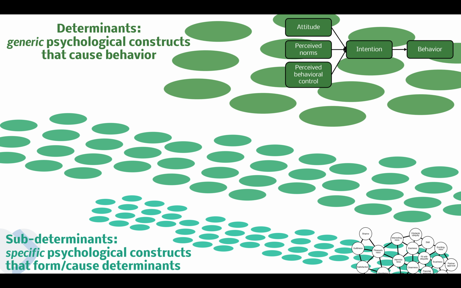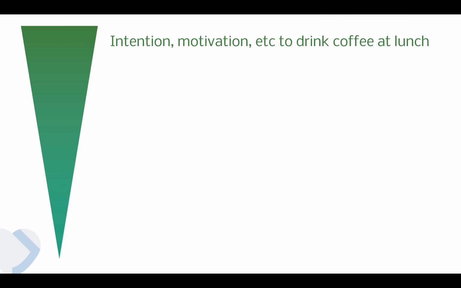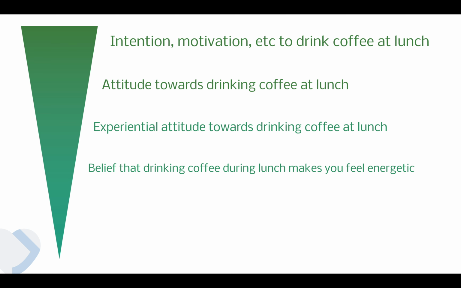So the specific bits are the little balls, little circles, and the generic things are the determinants as you find them in psychological theories. So for example, you can have somebody's intention to drink coffee at lunch, and then you can make it more and more specific. You can say attitude is already a bit more specific. Experiential attitude, so attitude as it relates to experiences, or expected experiences, is even more specific. The belief that you will feel energetic is even more specific.